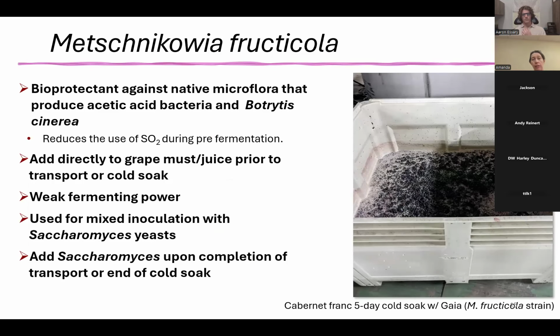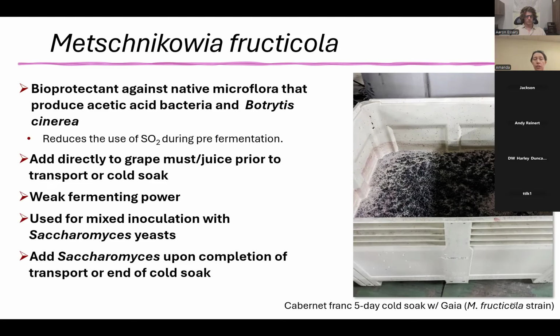Another Metschnikowia yeast species is fructicola, and I've actually been able to use this in the commercial wine setting before. It is another bioprotectant against native microflora that are going to produce your acetic acid, your ethyl acetate, and even helps with Botrytis cinerea infections. So again, you can reduce the use of your SO2 during pre-fermentation.